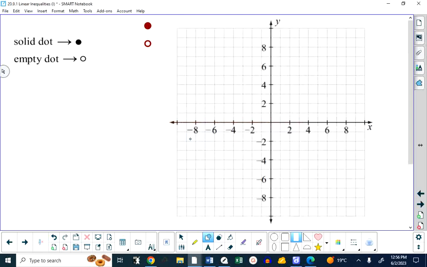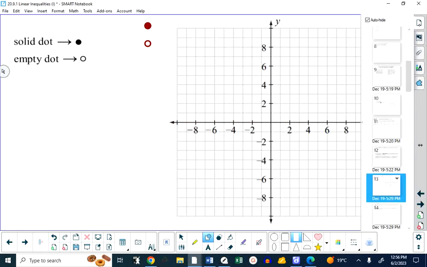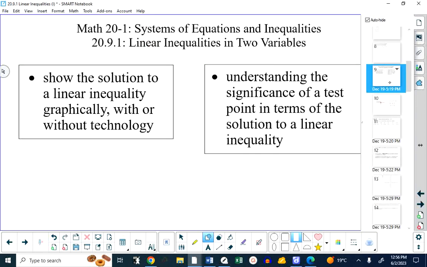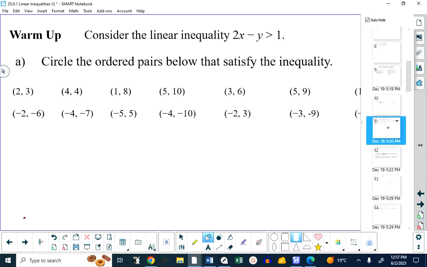Go back to the beginning here. So you already know how to graph inequalities with 1 variable. Today we're looking at linear inequalities with 2 variables. And we're also going to be understanding the significance of what's called a test point. So as a warm-up, I have an inequality there. 2x minus y is greater than 1. It's linear because x is to the 1 and y is to the 1. It's an inequality because there's a greater than symbol. It's got 2 variables because it's got 2 variables.